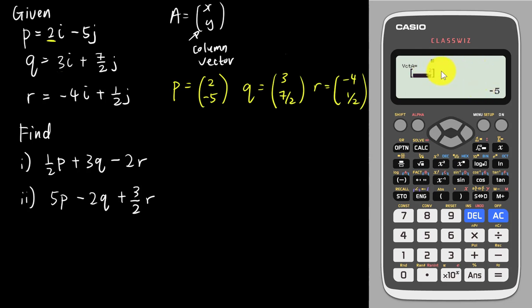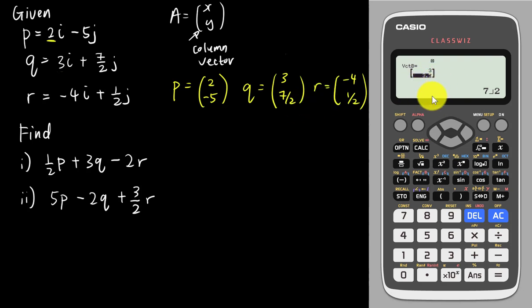After you finish vector A, you need to define the second vector. I tap option here, and define vector again. I want to define a new vector, so I tap 2 dimension. For my vector q, the i and j values are: the first is 3, the second is 7 over 2. The calculator will change it into decimal, I think because of the limited space, but it's still the same value, so you don't need to worry about that.